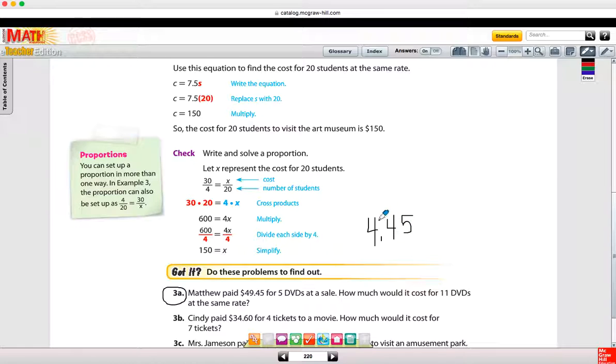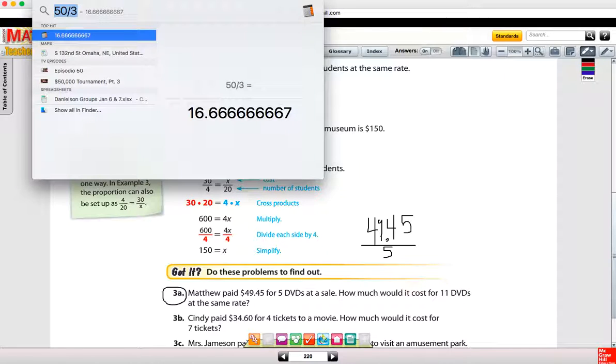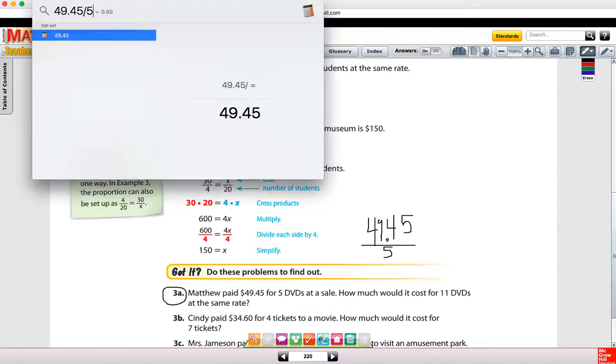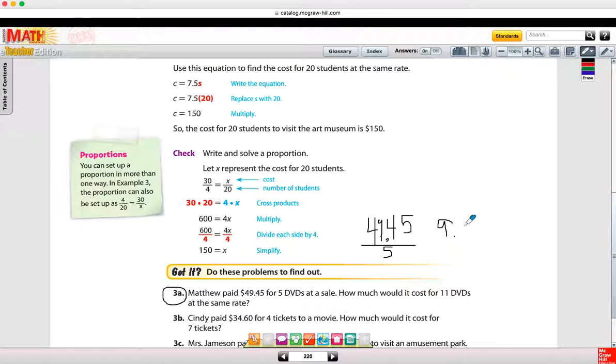So we have $49.45 for 5 DVDs. And so we can divide that out, $49.45 divided by 5, to get the constant of proportionality to be $9.89. What we could do is say that the total cost is equal to $9.89 for X number of DVDs. So that would be an equation that we could write for that.